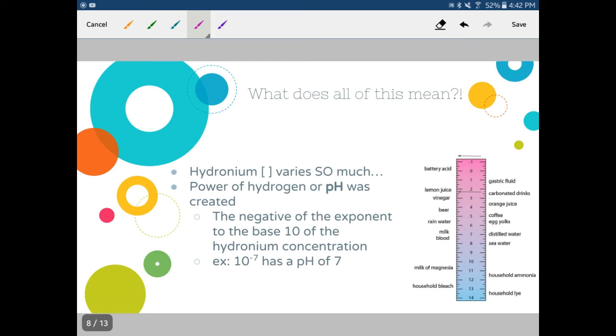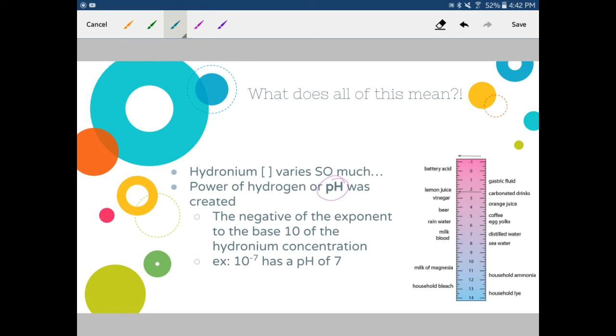Now, essentially what happens is our hydronium ion concentration changes so much that we invented this scale called the power of hydrogen, or pH. You've probably heard of pH and the pH scale, and we've talked about it once before in this unit, but essentially the pH is a logarithmic scale. The negative exponent to the base 10 of the hydronium ion concentration is going to equal the pH.